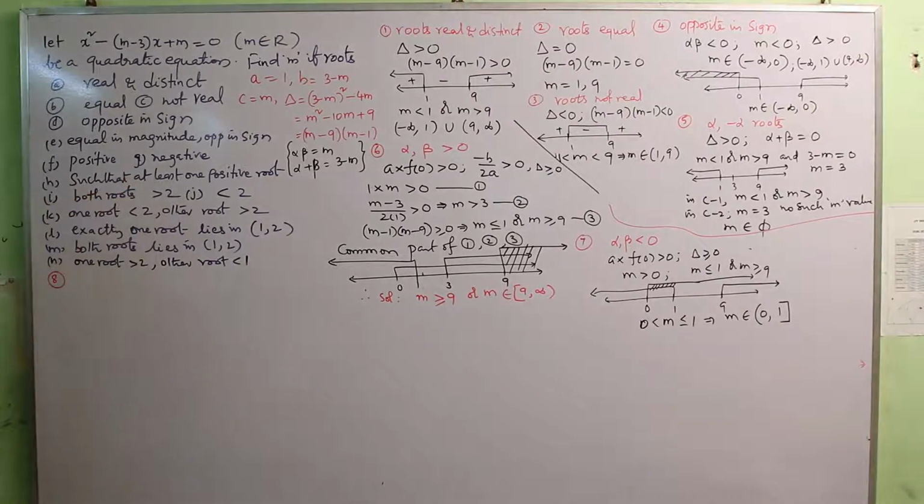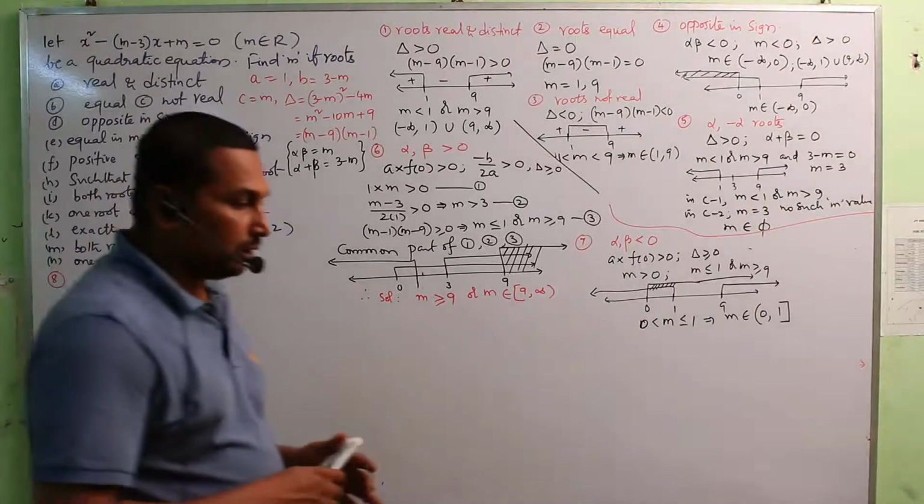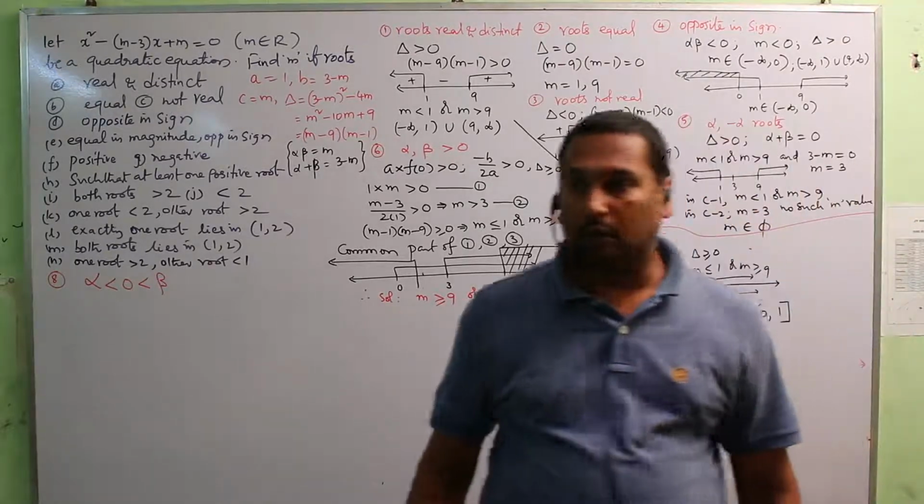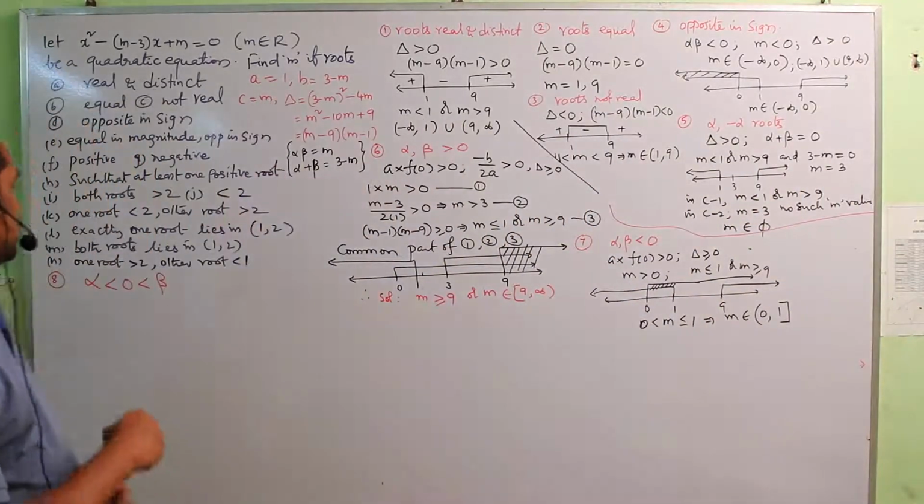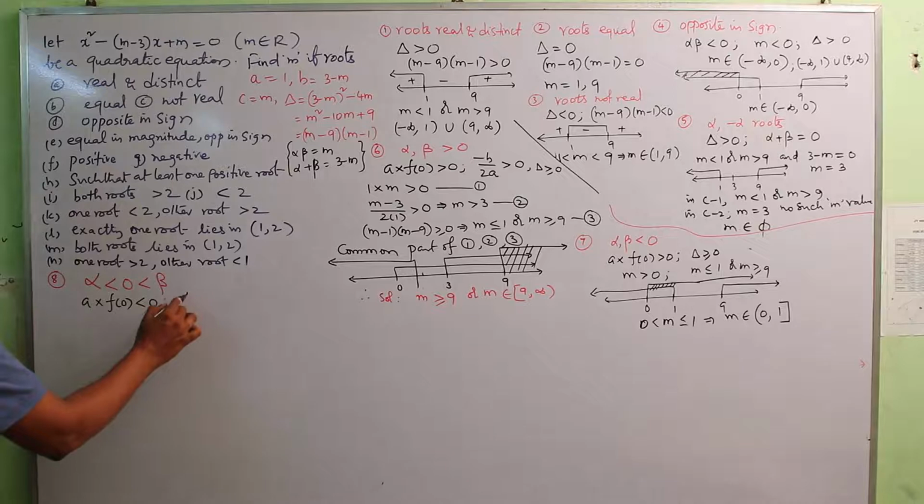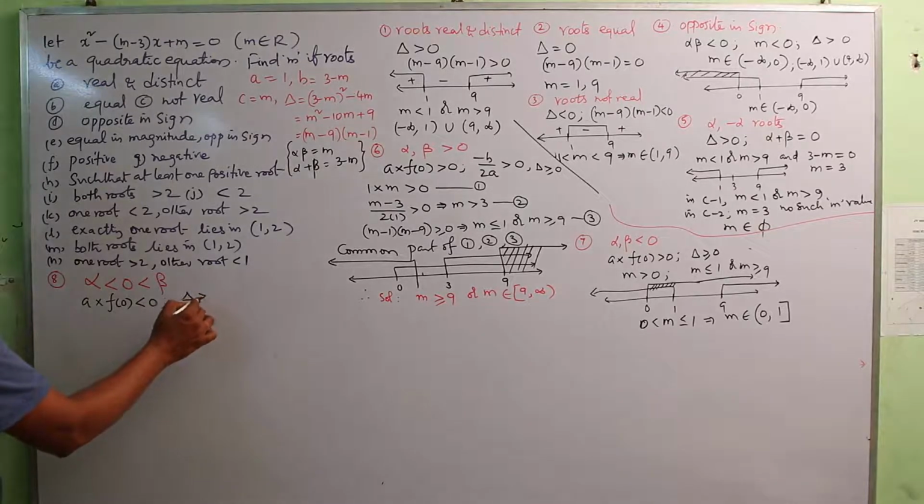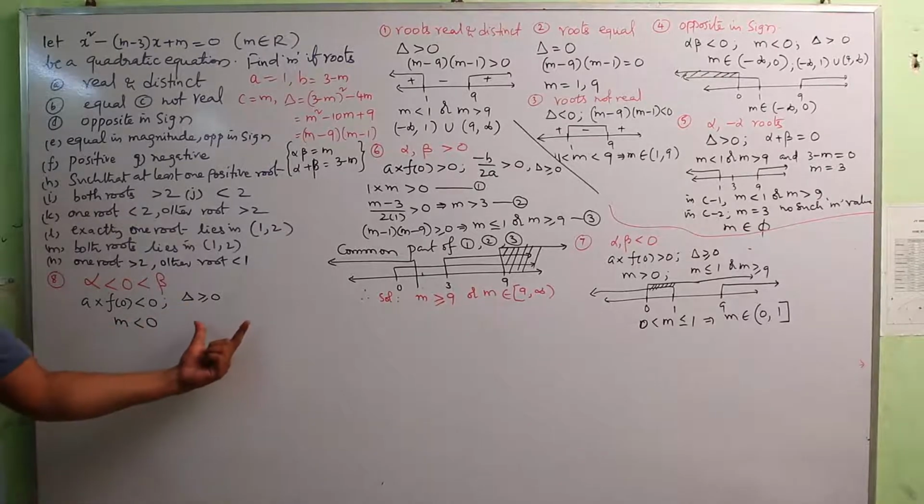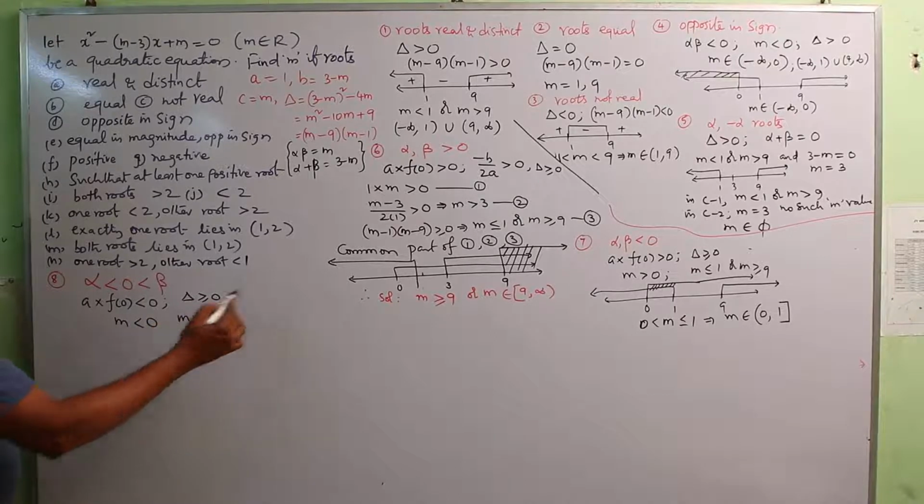At least 1 positive, 1 negative. That means alpha less than 0 less than beta. So, what is the condition? A into f of 0 less than 0, delta greater than or equal to 0. A into f of 0 is m, so m less than 0, and delta greater than 0. What do we get here for delta greater than 0?